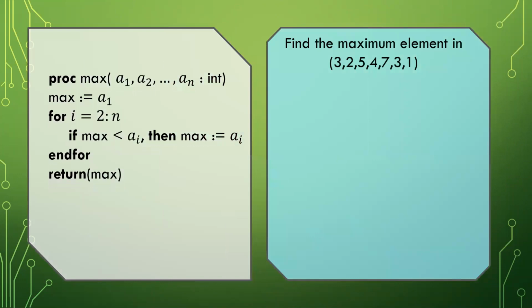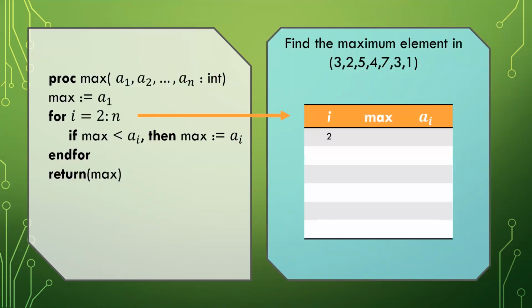So if I want to run the algorithm on the list of numbers 3, 2, 5, 4, 7, 3, 1, this is how I'm going to trace what's happening with the algorithm. So the for loop starts there. It starts at 2 and it runs until n. So that's just shorthand to say that I'm doing a for loop from i equals 2 all the way through n. So when this loop starts, i will be set equal to 2.